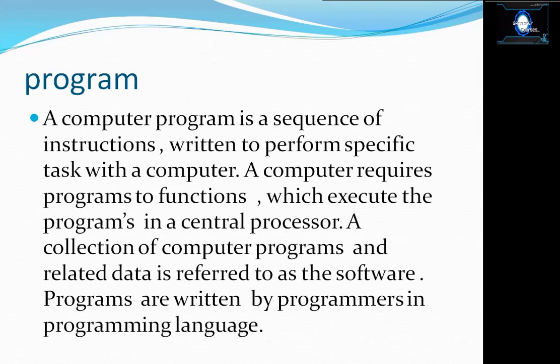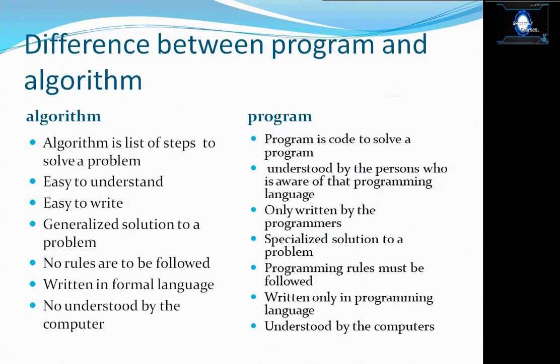Now going to the definition of program. A computer program, or program, is a sequence of instructions written to perform a specified task with a computer. A computer requires a program to function, executing the program's instructions in a central processor. The program has an executable form that the computer can use directly to execute the instructions. A collection of computer programs and related data is referred to as software. Programs are written by programmers in programming languages.